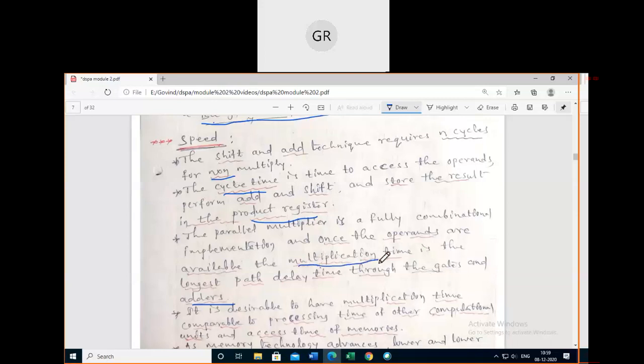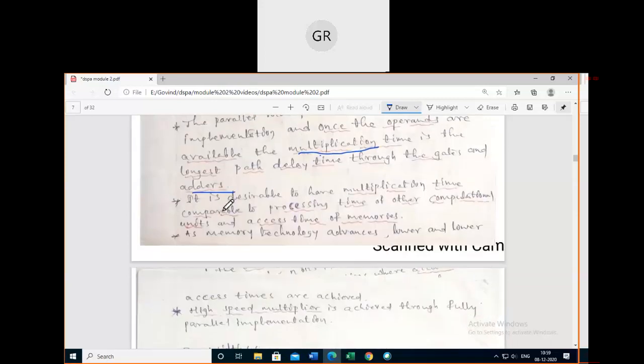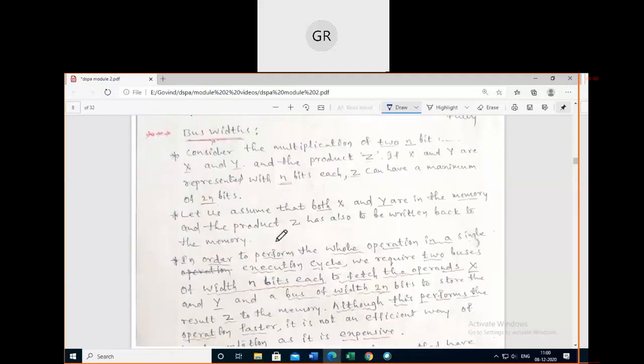Okay, it is desirable to have multiplication time comparable to the processing time of other computational units and the access time of memory. As memory technology advances, lower and lower access times are achieved. Okay, high speed multiplier is achieved through parallel implementation.